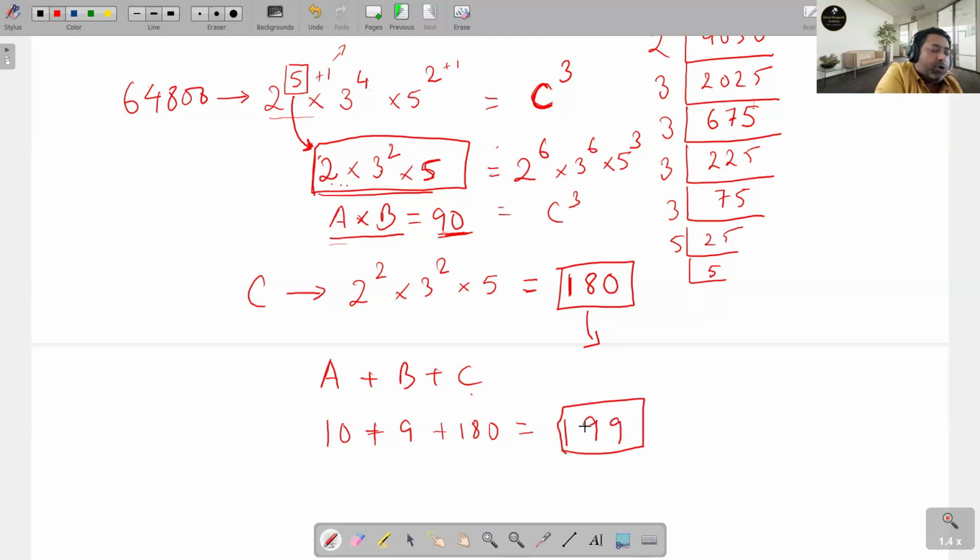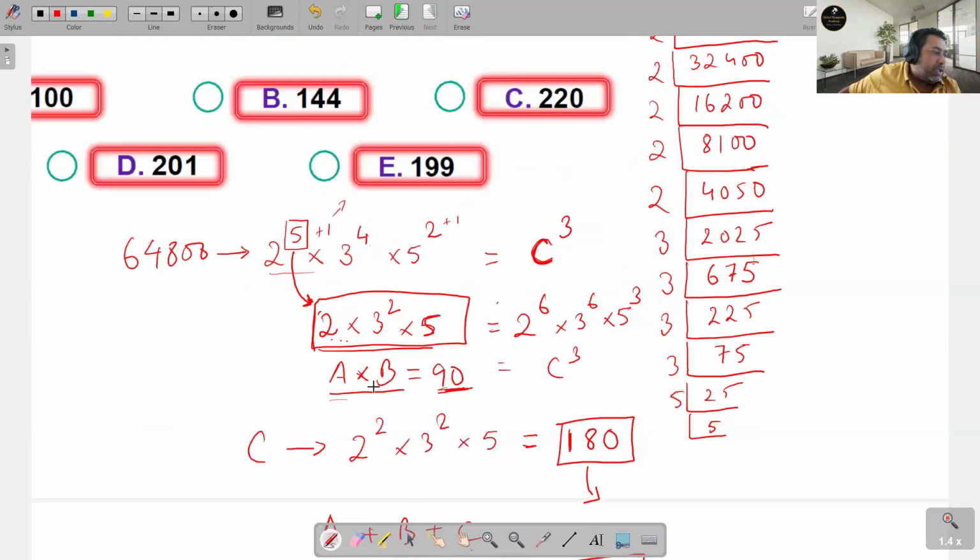All right. So, I hope you understood the solution. So, the answer over here is option E, which is 199. Right. Let's go to the next question.